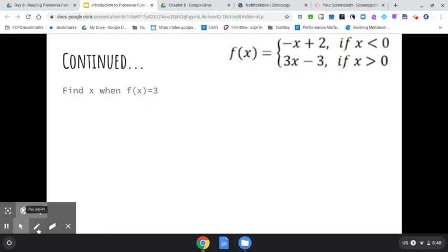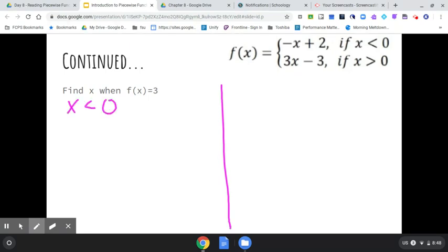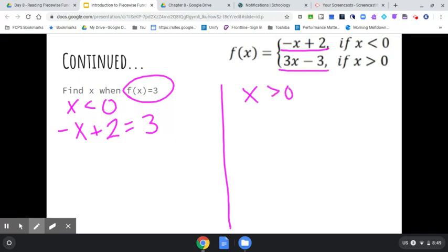All right, another example similar to the first, we want to find x when f of x equals 3. Again, I'm going to form my two equations. When x is less than 0, I would be looking at this top function. Negative x plus 2 would be equal to the output of 3. If x is greater than 0, then I'm looking at the bottom equation. 3x minus 3 would be equal to the output of 3.